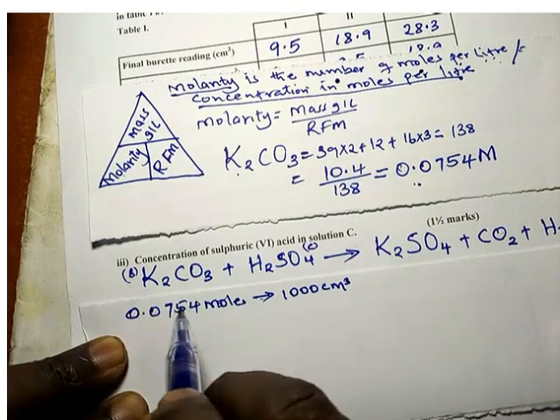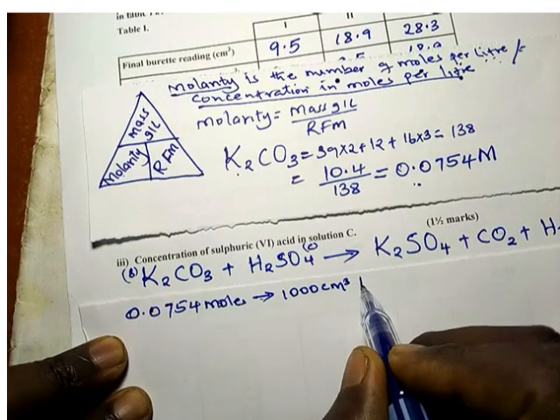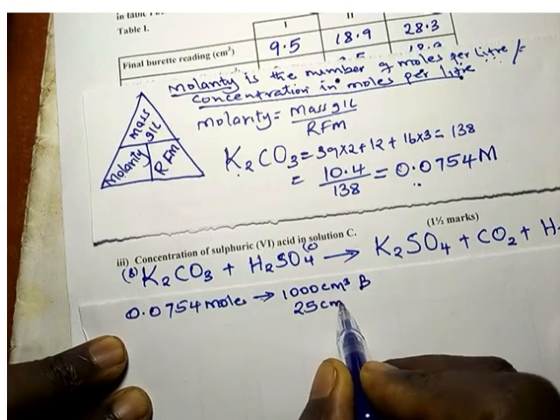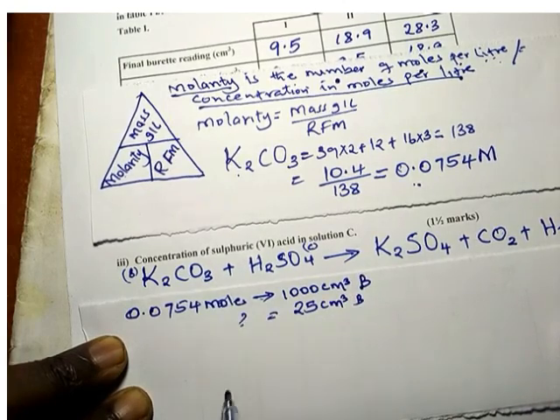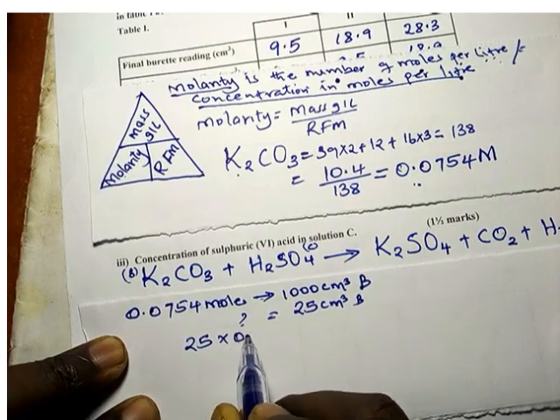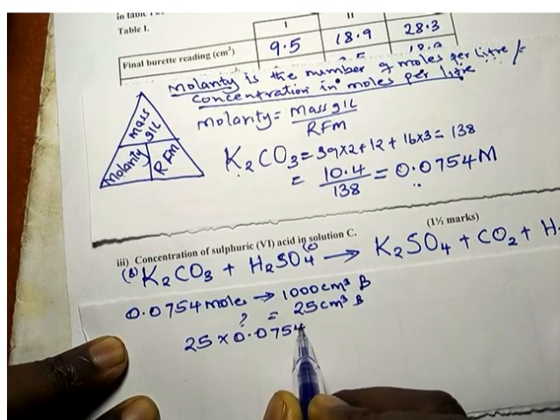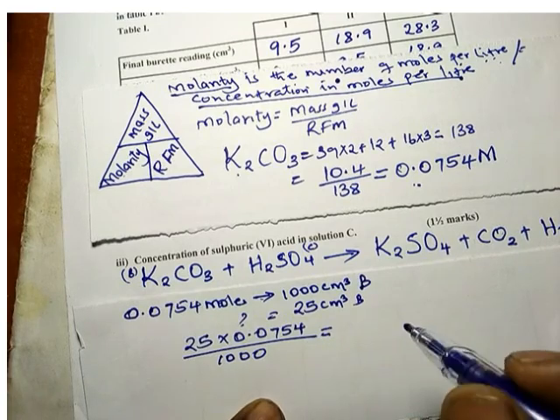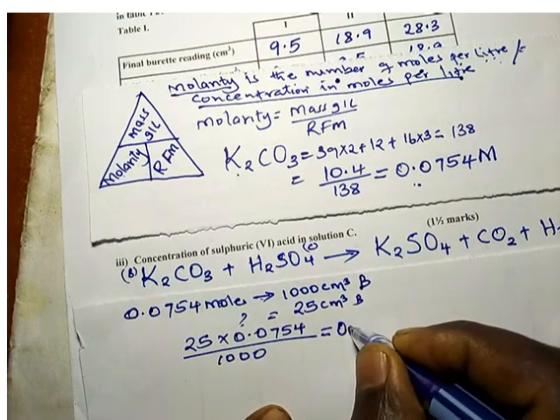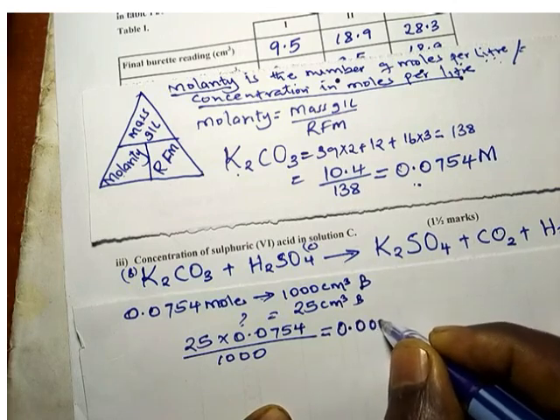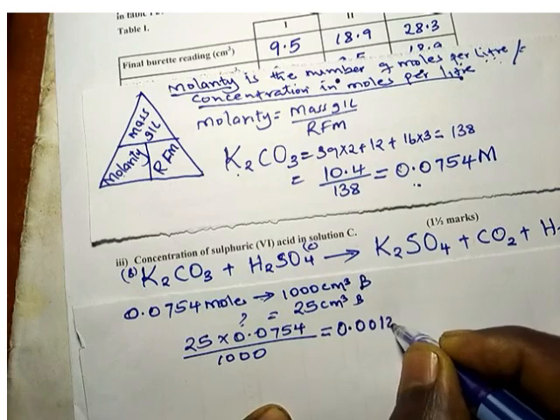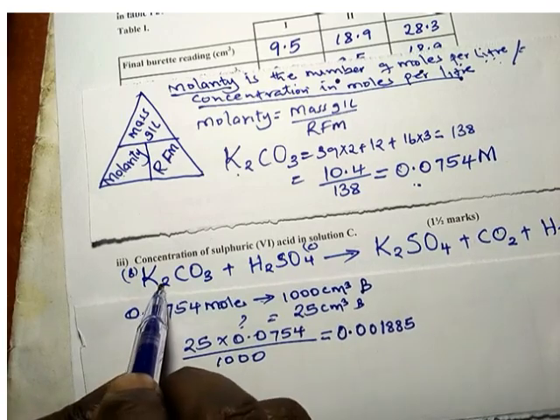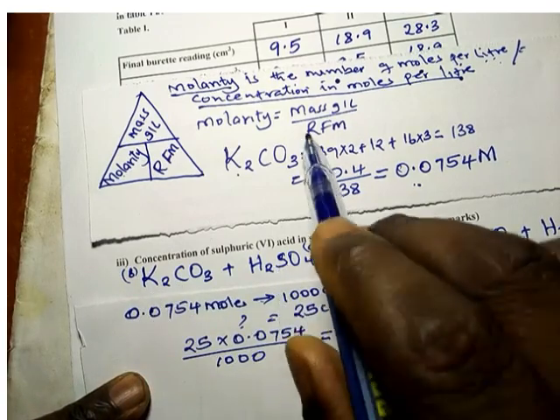So what was the volume of B? Remember, this is solution B. What was the volume of B that we used? We used only 25 centimeters cubed. How many moles will it be? That will be 25 times 0.0754 divided by 1,000. This gives us 0.001885. So this is the number of moles of potassium carbonate that reacted with sulfuric acid.